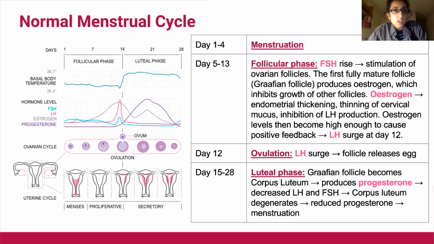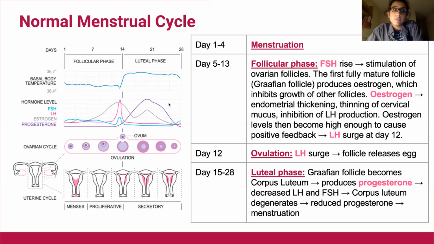The follicular phase starts with GnRH being released from the hypothalamus. That stimulates the release of FSH, and as FSH rises, it stimulates development of ovarian follicles. At some point, the dominant follicle, which is the one that matures first, called the Graafian follicle, produces estrogen, and that inhibits the growth of the other follicles as well. So one follicle turns into the dominant follicle.